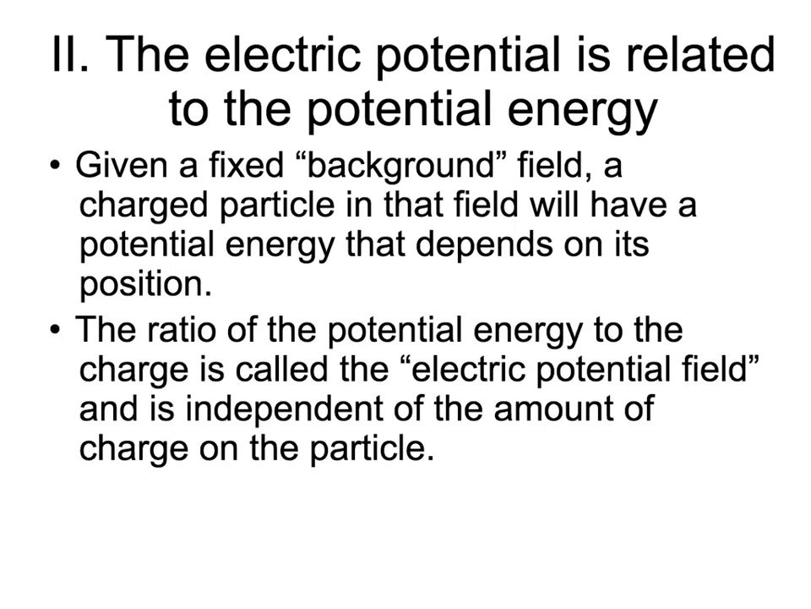A charged particle that's placed in that field will have a potential energy that depends on its position. The ratio of the potential energy of that particle to the charge on that particle is called the electric potential field, and it's independent of the amount of charge on the particle. This defines the basic relationship between the electric potential and the potential energy.